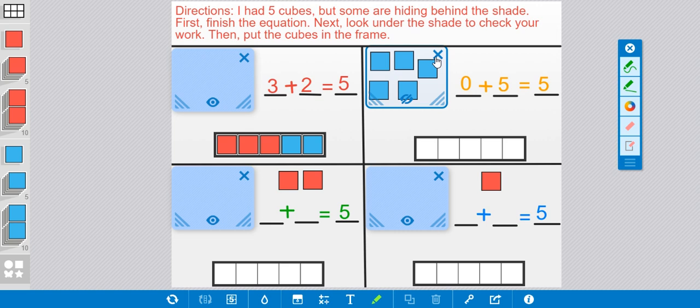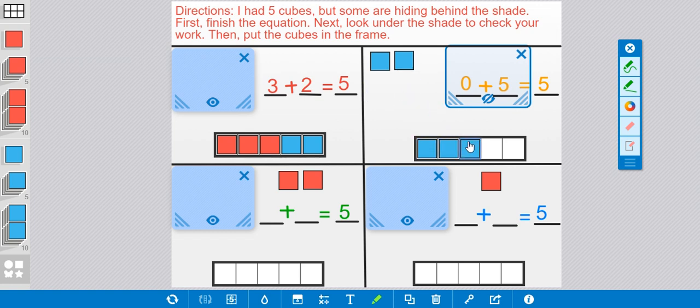But remember, you can push this X and make your shade go away because you're not going to reuse your shade. But I will reuse the shade. So, oh, it's not letting me move the shade. Okay, there we go. Now I'm going to bring all 5 of my blue cubes down here. That's 4, and I have 1 more equals 5.